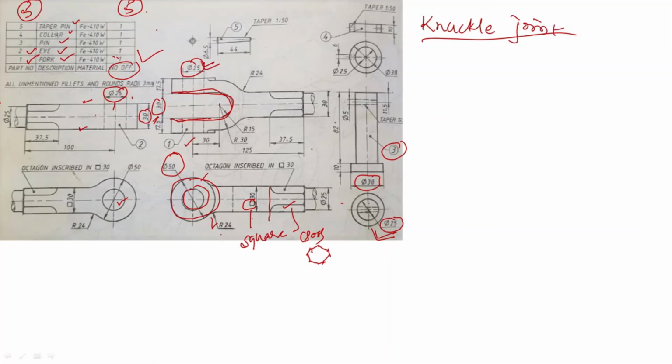Next, what is the fourth part? The fourth part is a collar here. Look at the dimensions. Collar inner diameter is 25 mm, outer diameter is 38. That means this collar has to be placed over the pin. Next, they have given one hole here. It is of 6 mm, one side hole.